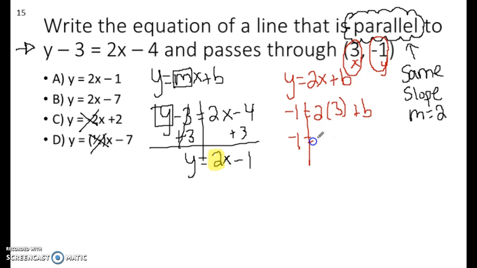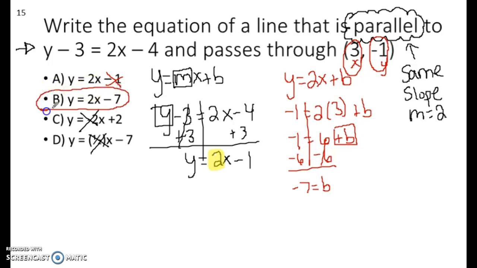All right, so 2 times 3 is 6. And if I want to isolate this b, I need to get rid of the 6. So I'm going to subtract it from each side. And b equals negative 7. So now I know that this one has to be my answer.